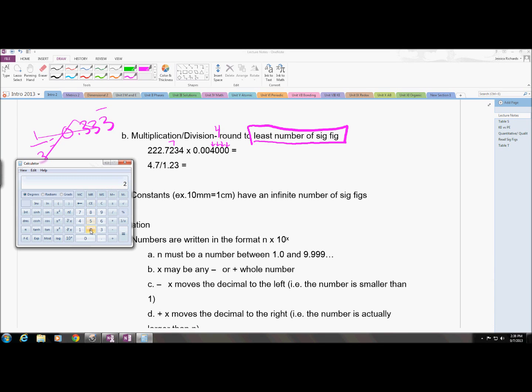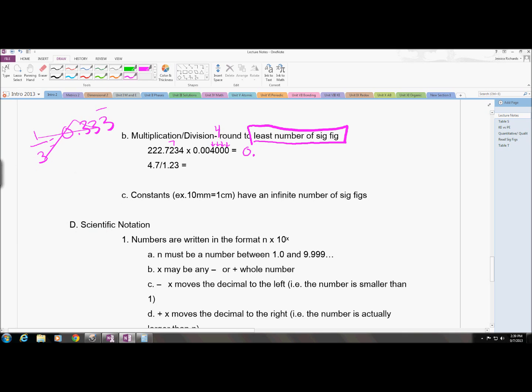So if I clear this out, 222.7234 times 0.004, and you can include those last three zeros if you want to, equals, now I have to round my answer to 4 significant figures. 1, 2, 3, 4. So I have to round it right here. The number right after that, 8, is a 9, so that's going to have to round up. So it's going to be 0.8909. So my answer is going to be 0.8909, rounded to the correct number of sig figs.